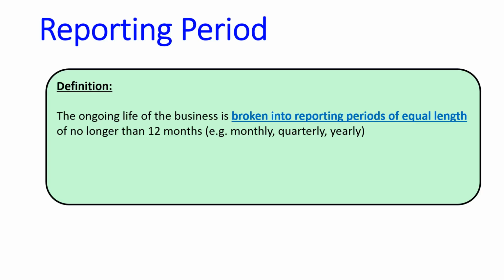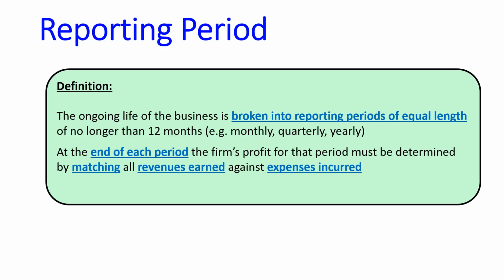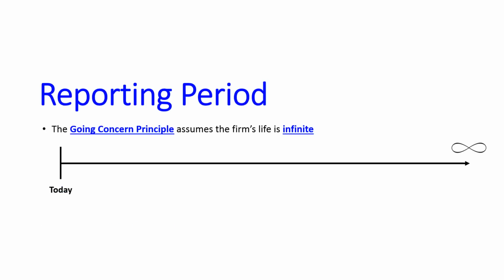And secondly, it's got this second part to the definition that a lot of people forget, and that is at the end of every one of these periods, we're going to match all revenues earned against expenses incurred, and that'll help us get our net profit. So this word here is really important. We're going to match revenues with expenses at the end of each period. That is part of the reporting period definition.